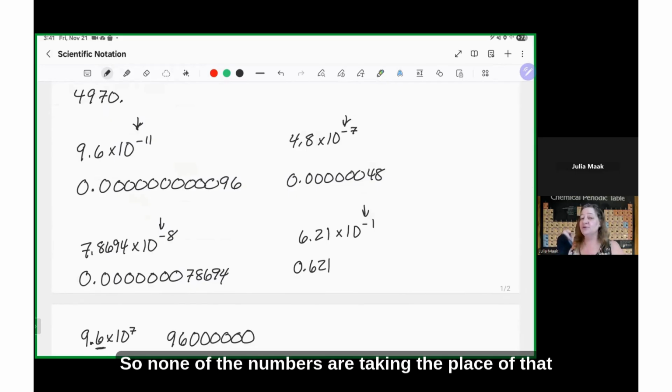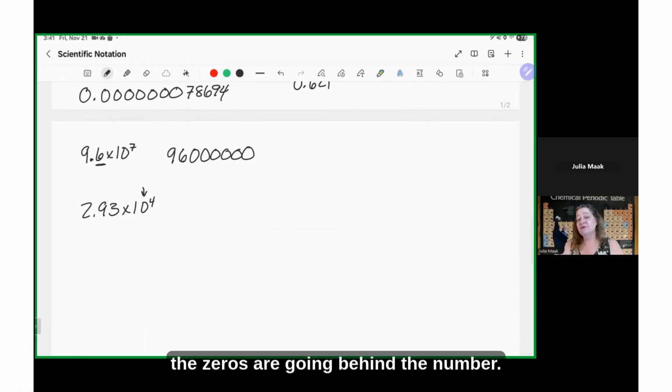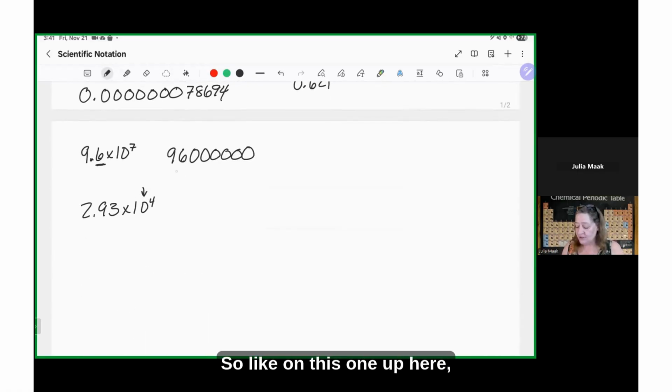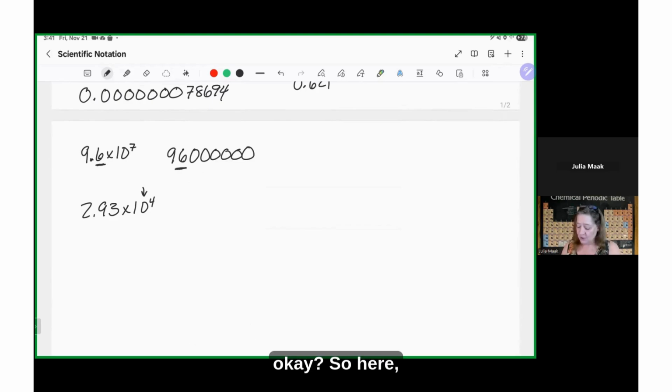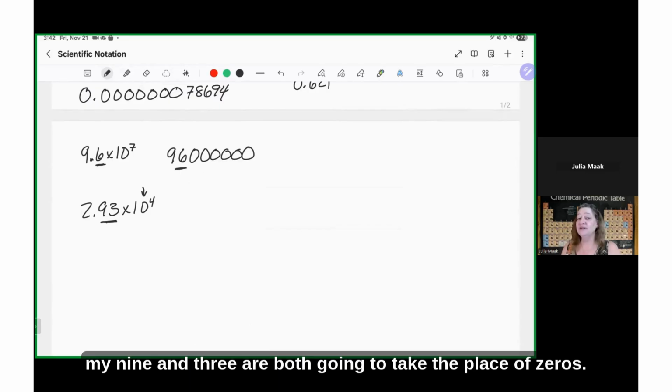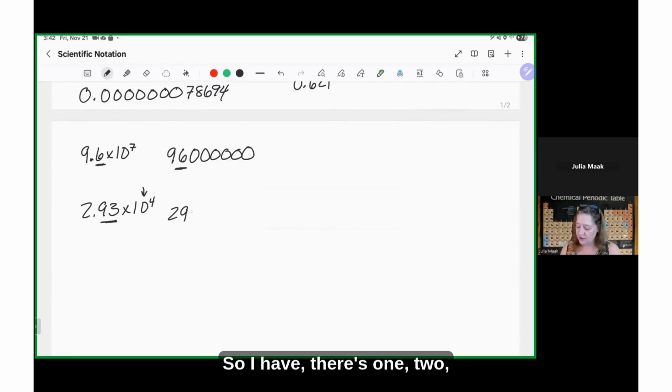So none of the numbers are taking the place of that 0. But here, the zeros are going behind the number. So like on this one up here, the 6 took the place of one of those zeros. Okay, so here my 9 and 3 are both going to take the place of zeros. So I'm just going to count. I'm going to move it 4 places. So I have, there's 1, 2, 3, 4. There's my number.